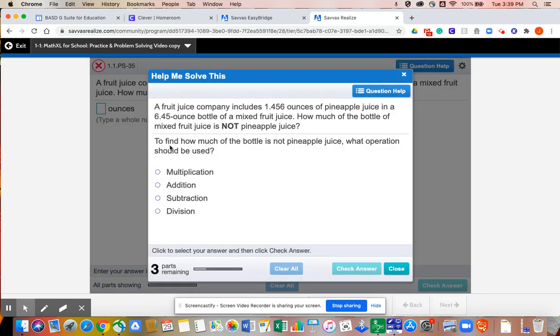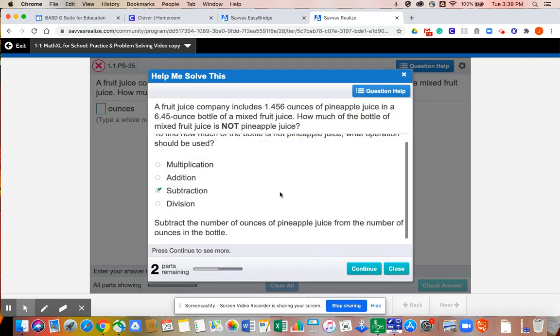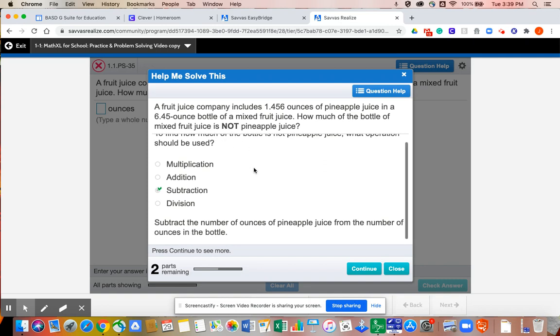Okay, it says, to find out how much of the bottle is not pineapple juice, what operation should be used? Well, if I have a whole bottle of something and this much is pineapple juice, I want to know how much the rest is. That's going to be subtraction. Check answer. Good. Then we keep going. Okay, 2 parts remaining. To find out how much, subtract the number of ounces of pineapple juice from the number of ounces in the bottle.